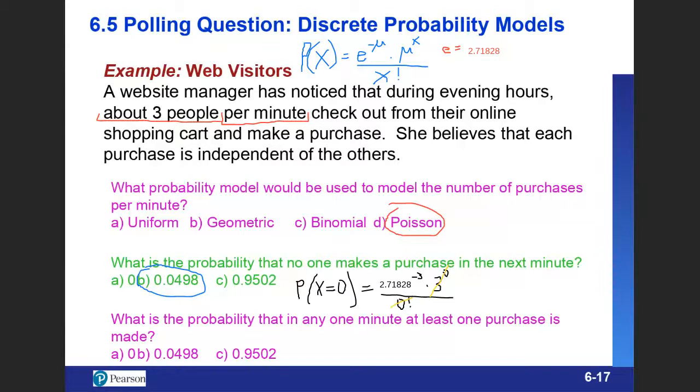Let's look at the next question. What is the probability that in any 1 minute, at least one purchase is made? In any 1 minute is also another way of saying per minute. So what is the probability that at least one purchase is made? Okay, so I'll help you out first. I'm saying find the probability that at least one purchase. I'll give you a moment to do that, and then we'll work on it together.